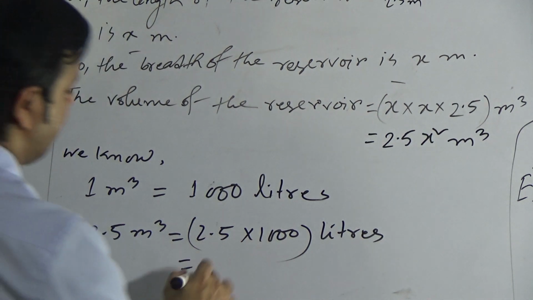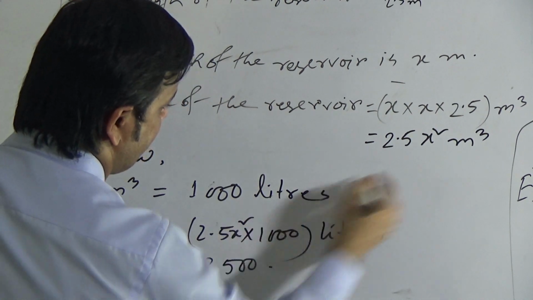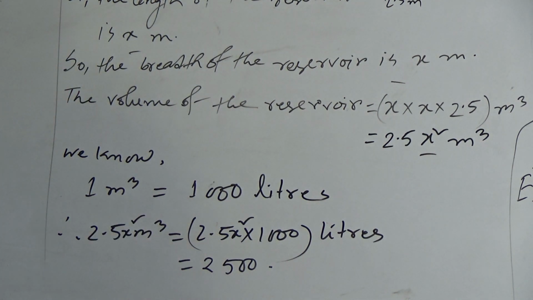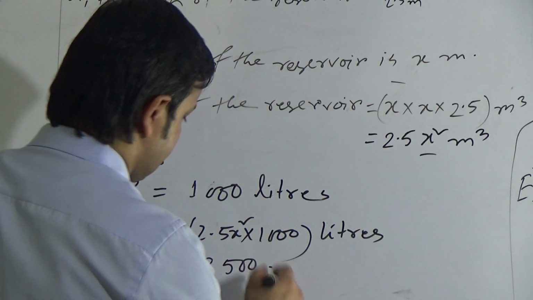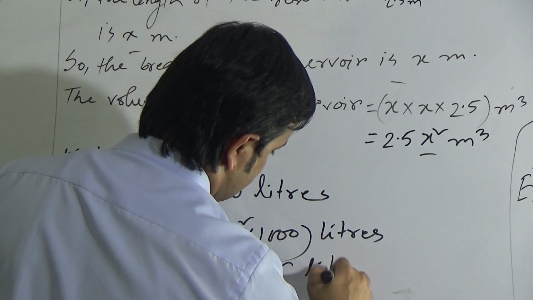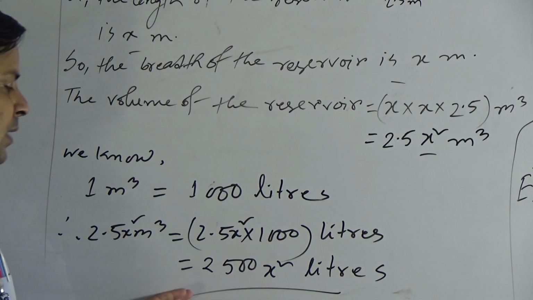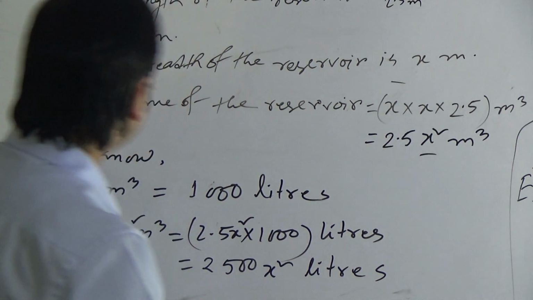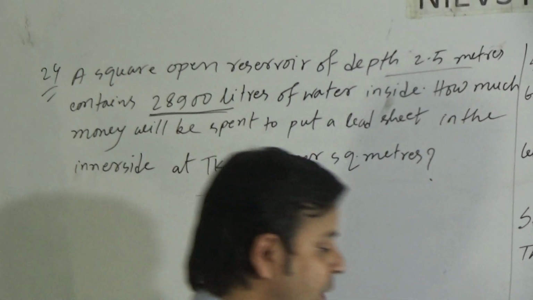Therefore 2.5 x square cubic meter is equal to 2.5 x square into 1000, that is 2500 x square liters. It means that the water contained in the reservoir will be 2500 x square liters, and this amount must be equal to 28,900 liters.